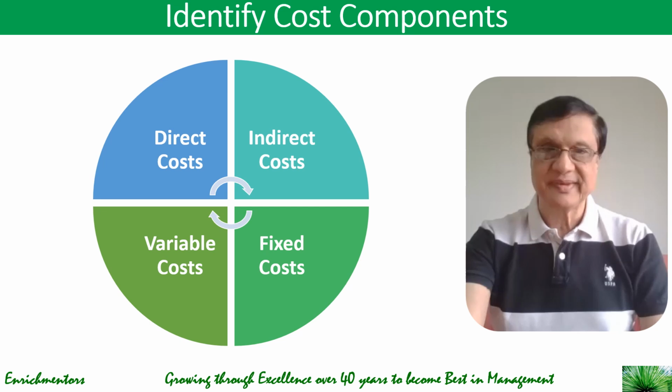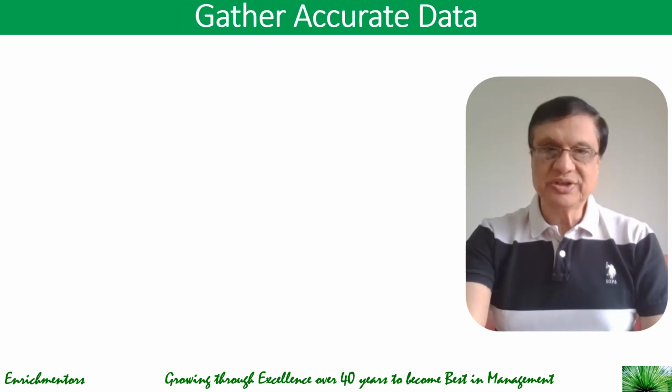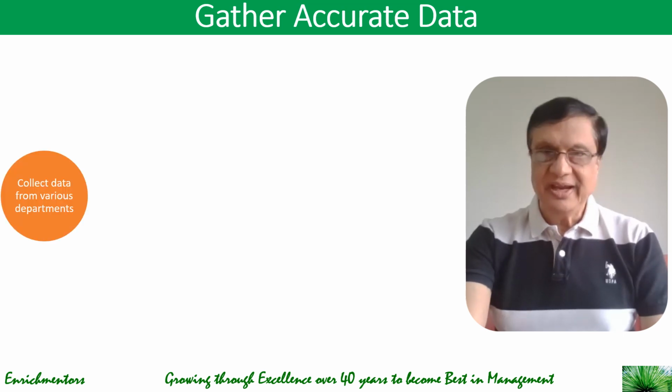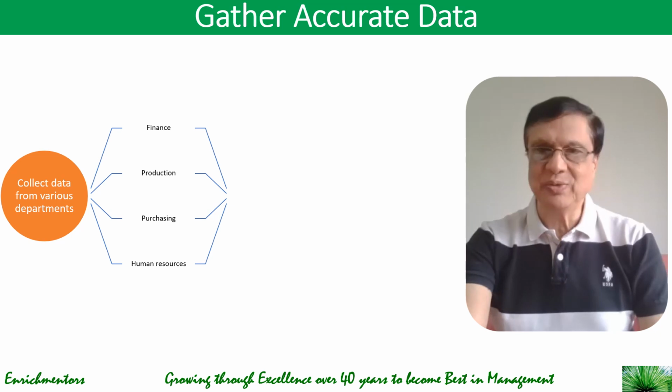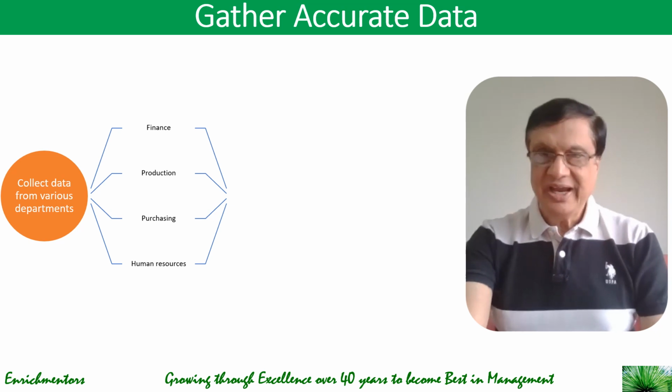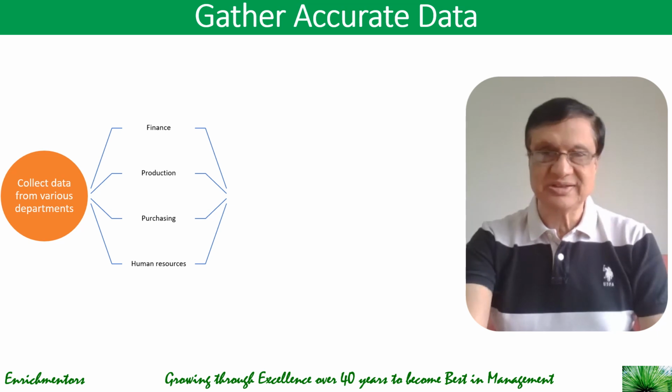So you could identify the costs on these two dimensions, as being direct versus indirect and variable versus fixed. Then what you need to do is to gather accurate data, collect cost data, right? You need to collect the data from various departments, including finance, production, purchasing, and human resources, and anyone else who is relevant there. And you can use accounting software and management systems to ensure accuracy and consistency of the data that you've collected.